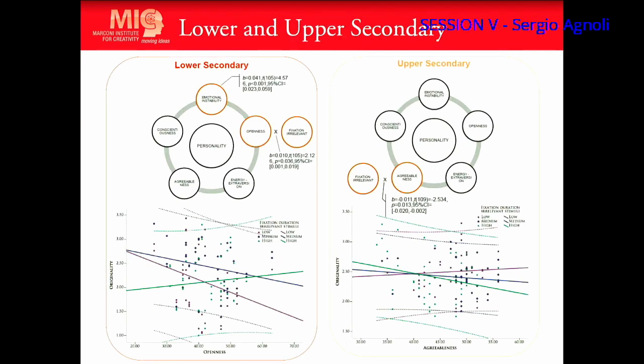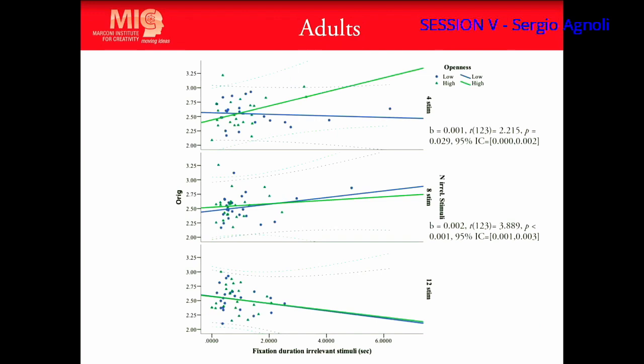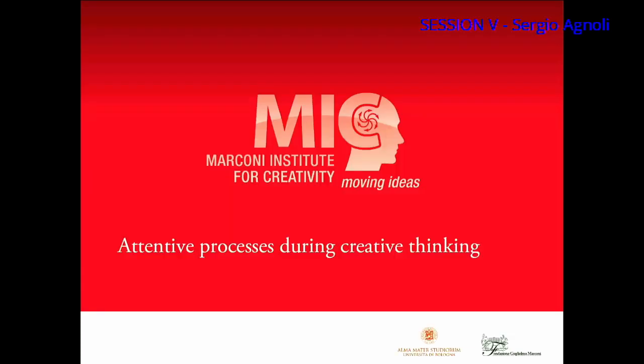From lower secondary school, it emerged that this behavior gets crystallized into some stable personality traits. Openness in lower secondary school, agreeableness, that is the most social trait, during adolescence, that makes sense. And again, in adulthood, we replicate the data with openness. What emerged from this data is that there is an optimal level of irrelevant information. 12 stimuli are too much.